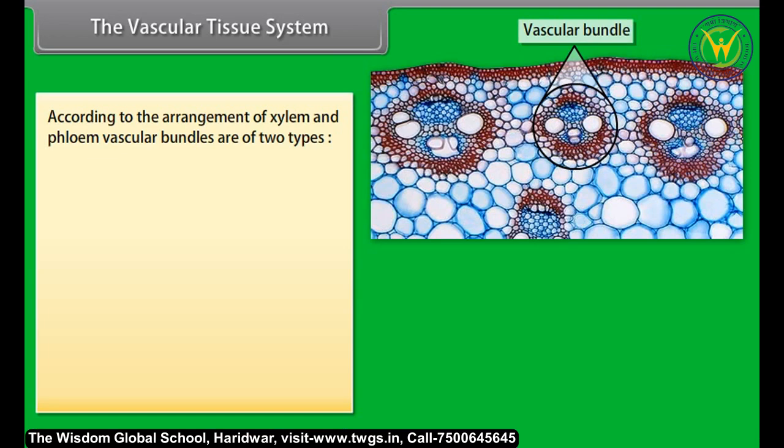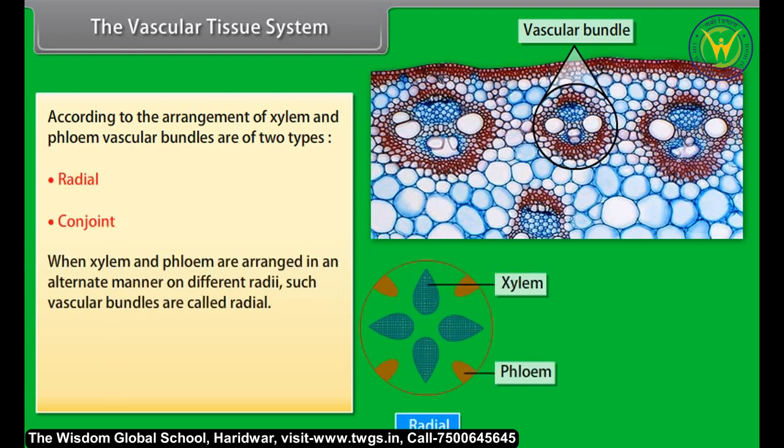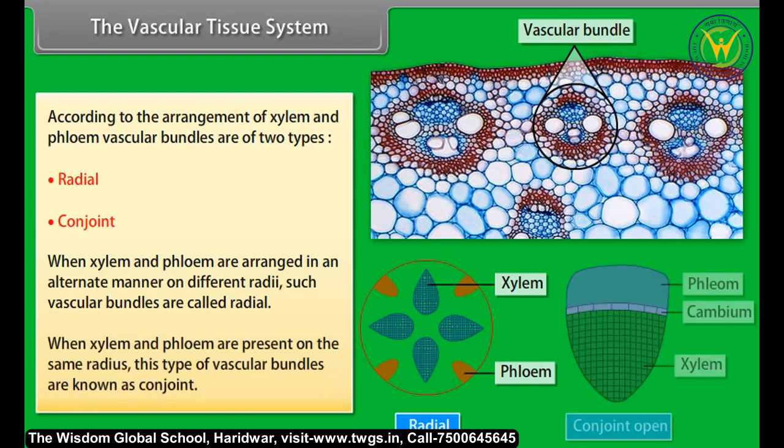The vascular tissue system. According to the arrangement of xylem and phloem, vascular bundles are of two types: radial and conjoint. When xylem and phloem are arranged in an alternate manner on different radii, such vascular bundles are called radial. When xylem and phloem are present on the same radius, this type of vascular bundles are known as conjoint.